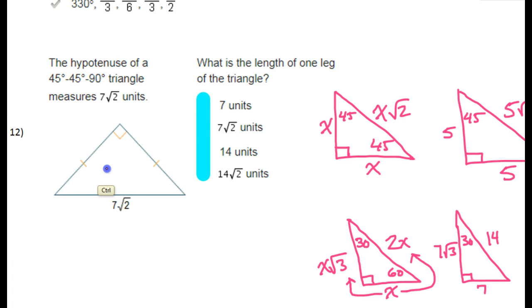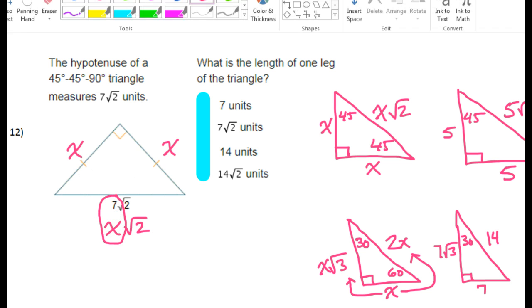So if this is a 45, 45, 90 triangle, then these two sides are equal, and they even mark them for us. But then the hypotenuse should be x radical 2. Well, you can see that x must be 7, because we have 7 radical 2, and the hypotenuse is x radical 2. Okay, so the x must be 7.